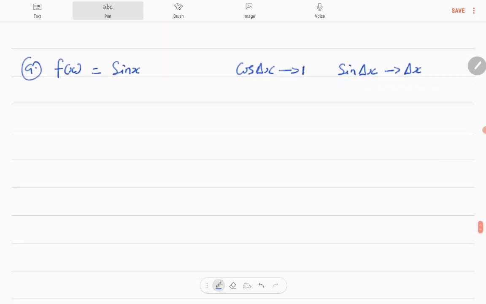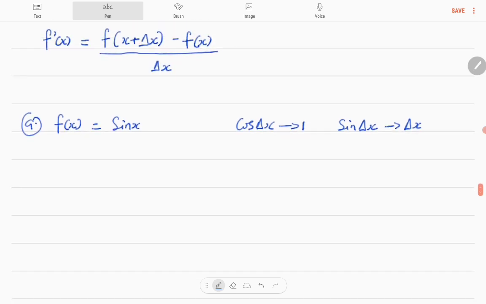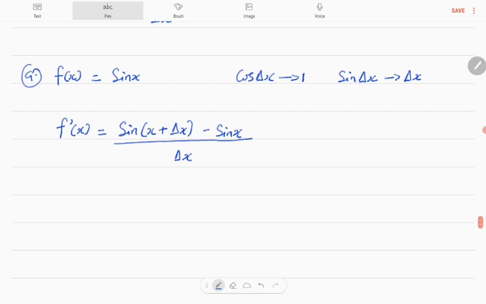So if f of x is equal to sin x, now the derivative of sin x using the first principle, I'm going to have f prime of x is equal to sin of x plus delta x, minus sin x, divided by delta x.